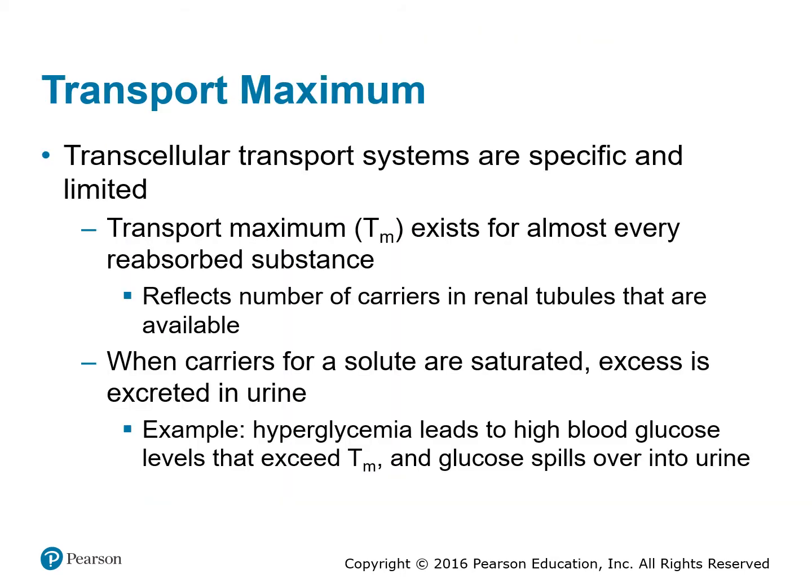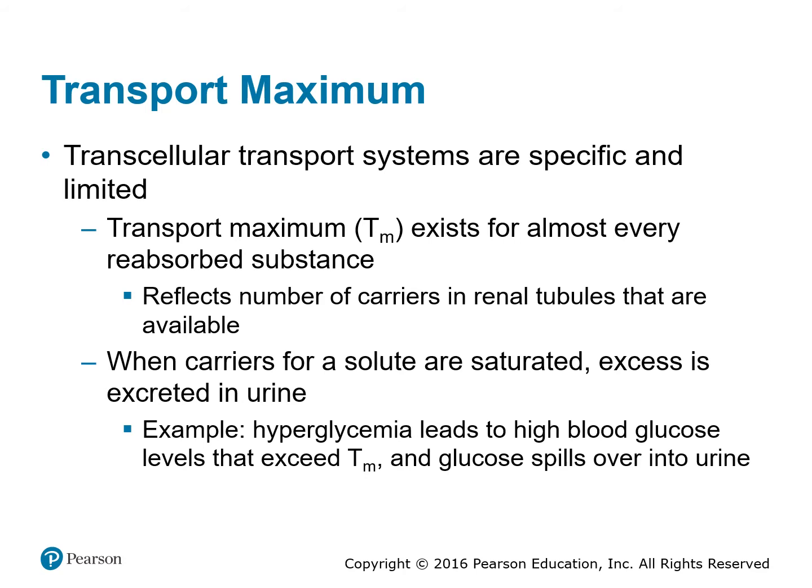Transport maximum. Transcellular transport systems are specific and limited. So we call it the transport maximum, or TM for short. It exists for almost every reabsorbed substance. It reflects the number of carriers in our renal tubes that are available. We can't carry more if we don't have enough carriers. When carriers for a solute are saturated, the excess is excreted in the urine.